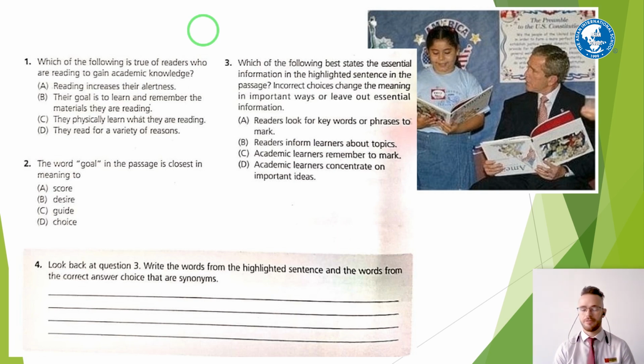Okay, just like question 3 from the other 2. We should have got there sentence A. Readers look for keywords or phrases to mark. Now, question 4, you had to look back at question 3 and write the words from the highlighted sentence and the words for the correct answer that are synonyms.